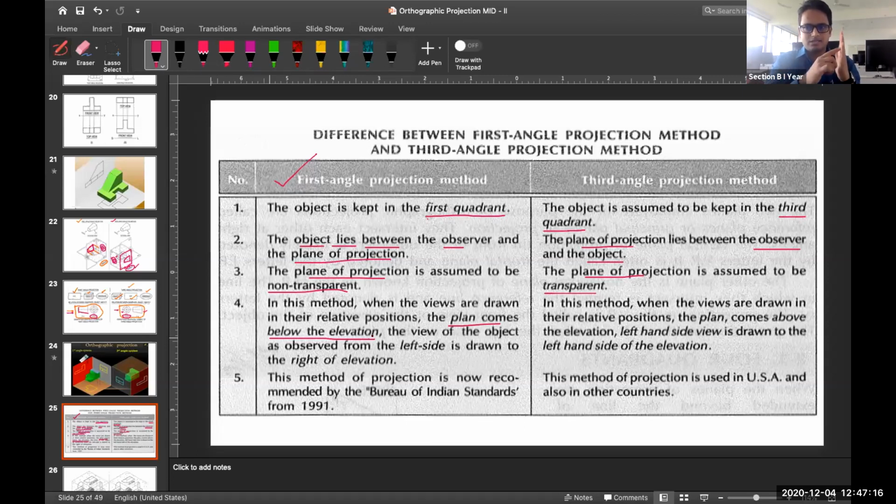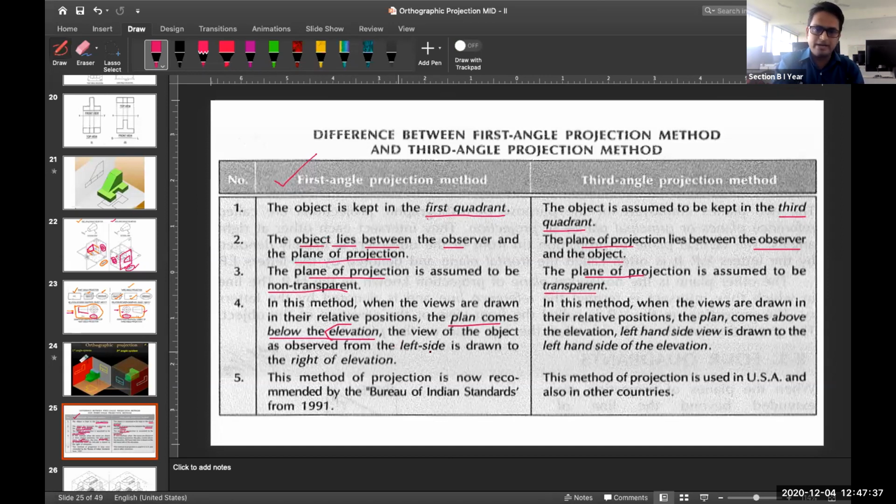Elevation means height. It is telling you the height. So height is visible in front view. Okay, elevation is in front view. So here that term is used. So plan means top view, elevation means front view. Okay, so plan will come below the elevation in the case of first angle projection.